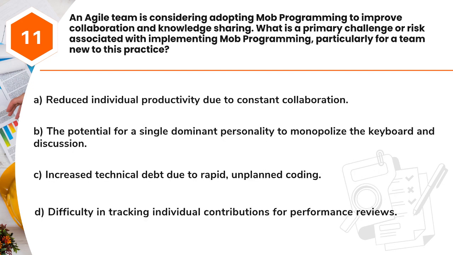Question 11. An Agile team is considering adopting mob programming to improve collaboration and knowledge sharing. What is a primary challenge or risk associated with implementing mob programming, particularly for a team new to this practice? A. Reduced individual productivity due to constant collaboration. B. The potential for a single dominant personality to monopolize the keyboard and discussion. C. Increased technical debt due to rapid, unplanned coding. D. Difficulty in tracking individual contributions for performance reviews.